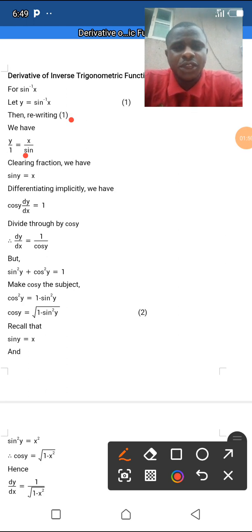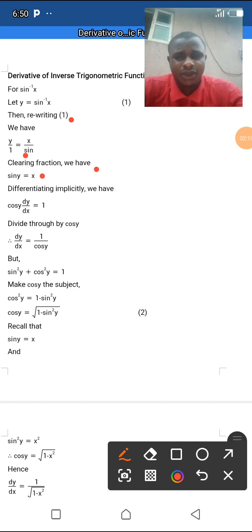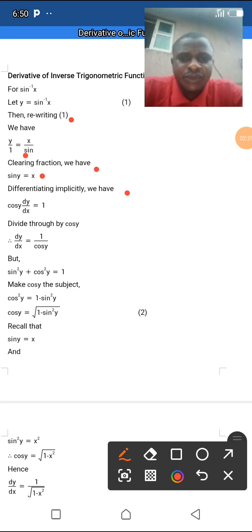If you clear fractions, we have y times sine, which is sine y, equals x times 1, which is x. As you can see here, we come to this point, and we have differentiating implicitly with respect to x. We have cos y dy over dx.